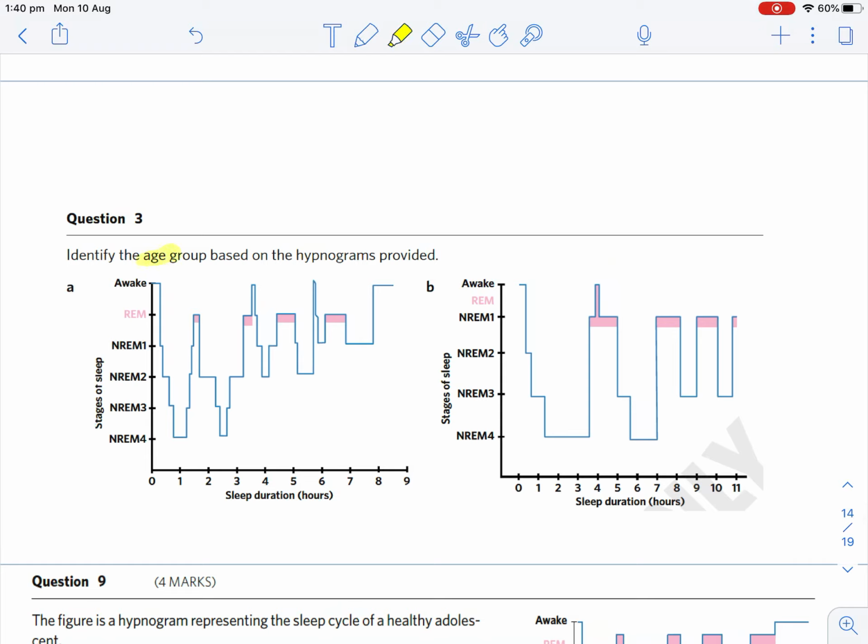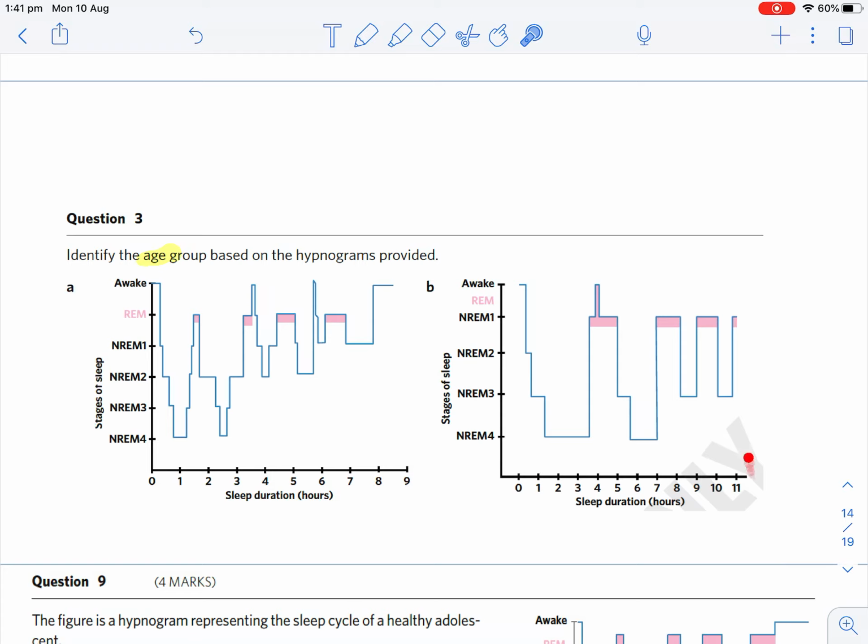Identify the age group based on the hypnograms provided. Okay, so first thing we can do here is have a look. We've got some deep sleep here. We've got some REM increasing. We've got a couple of brief awakenings. Sleep is for about 8 hours there. Now let's have a look at our other graph. We've got some really deep sleep at the start there. We've got some REM and 11 hours of sleep.